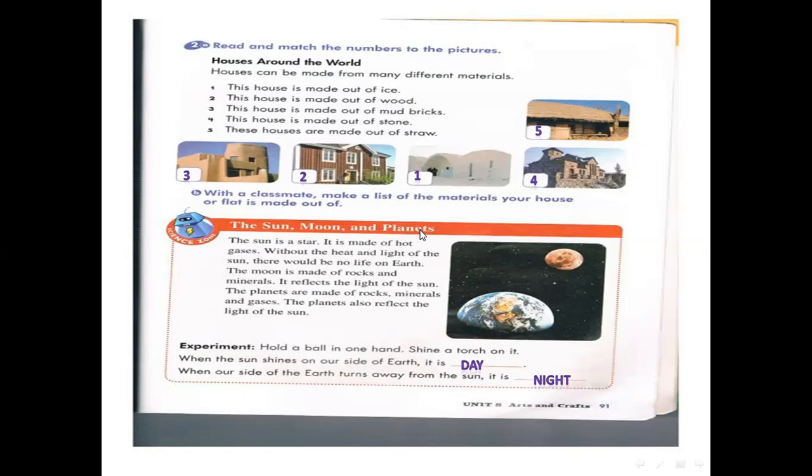The sun, moon, and the planets. The sun is a star. It is made of hot gases. Without the heat and light of the sun, there would be no life on earth. The moon is made of rocks and minerals. It reflects the light of the sun. The planets are made of rocks, minerals, and gases. The planets also reflect the light of the sun.